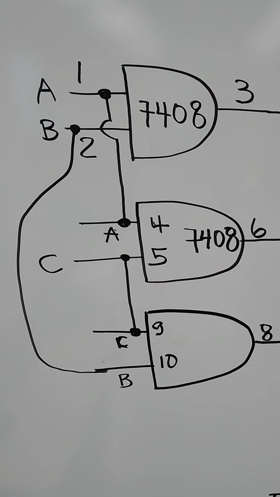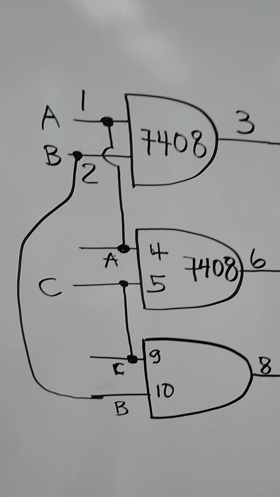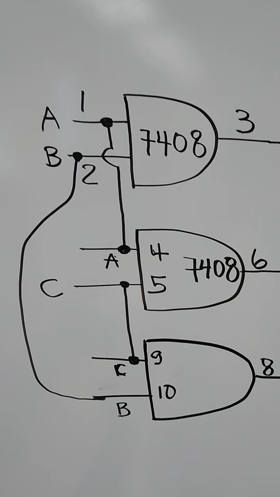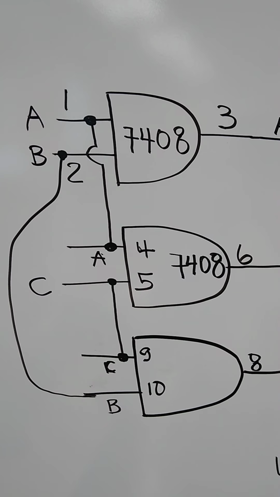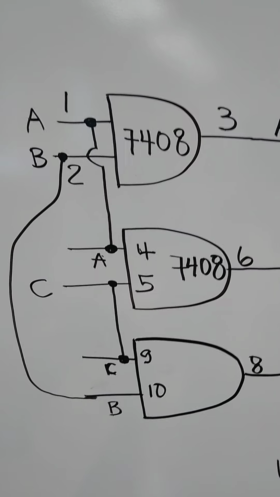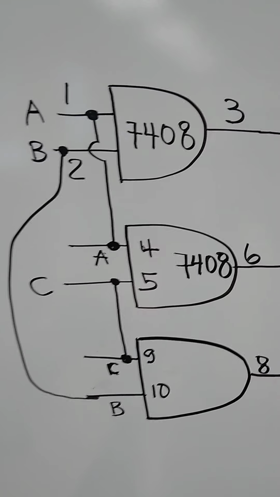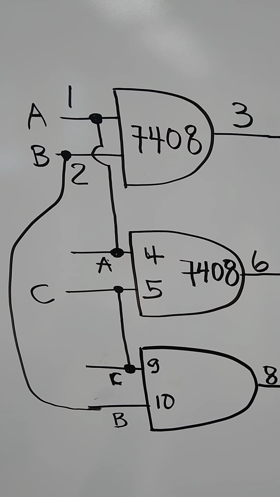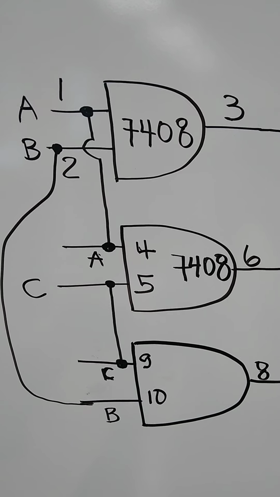So here, for example, I will start the design of the circuit using a 7408, with the inputs 1 and 2 for A and B and the output in pin number 3. Okay? Then I will also use, in the same integrated circuit, the second gate, with the inputs 4 and 5 for A and C and the output in pin number 6.